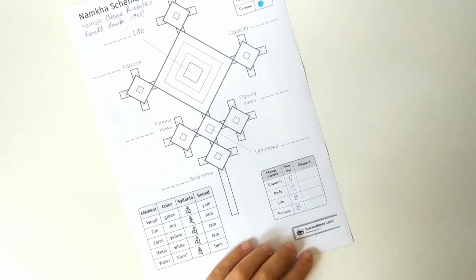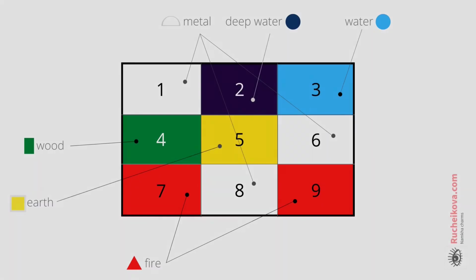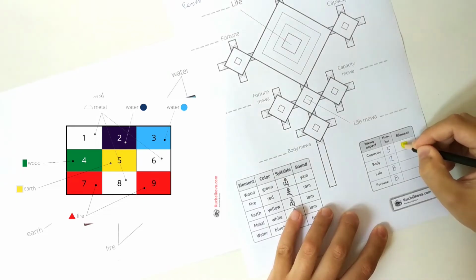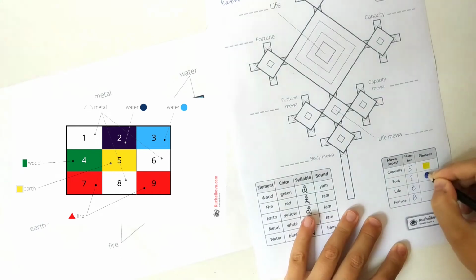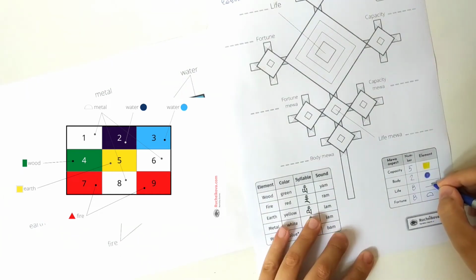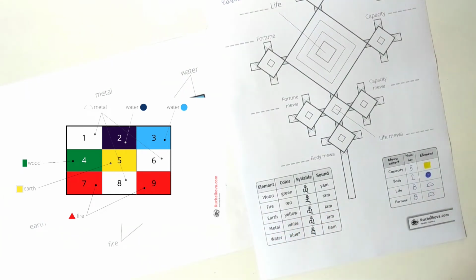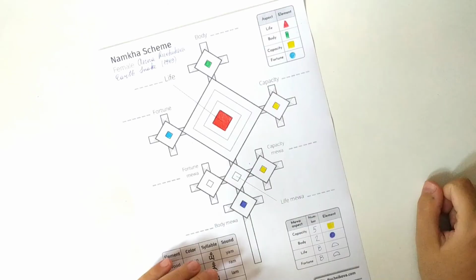Now we have all Mewa numbers. Each number corresponds to the particular element. This is the table of match. Now I can identify elements for all aspects easily. Now I'm done with identifying all the elements of the Namkha. Now it's time to harmonize them.